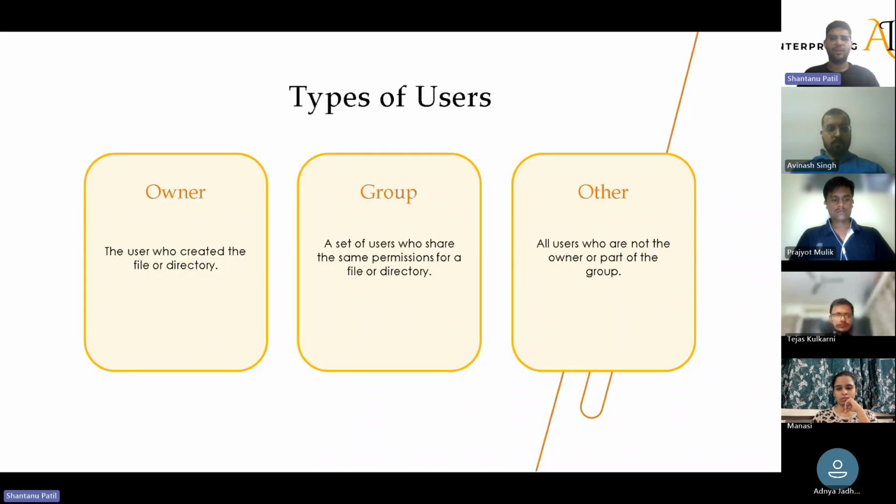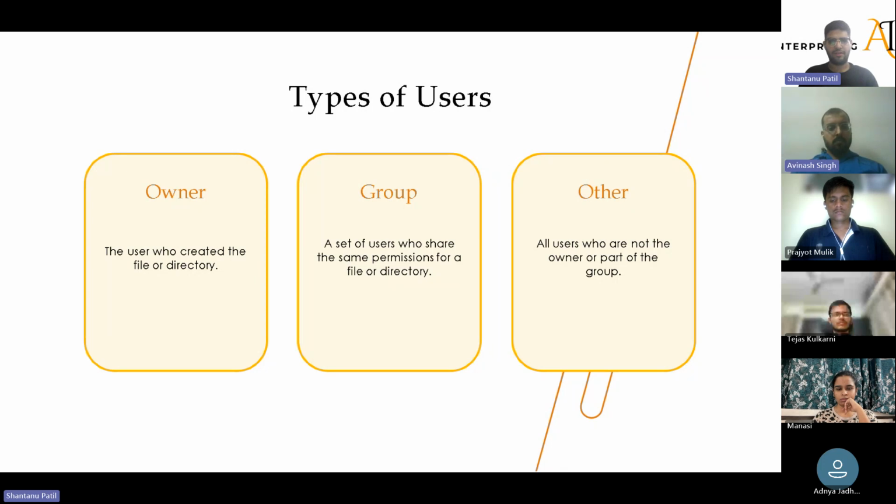Now let's check the different types of users in context to permissions. First, there is the owner of the file or directory. He is the one who has created it, so he has all the access. Second, there is the group owner. It is just a set of users with similar privileges.